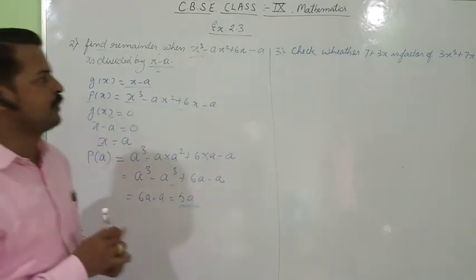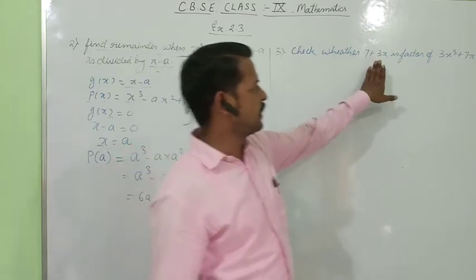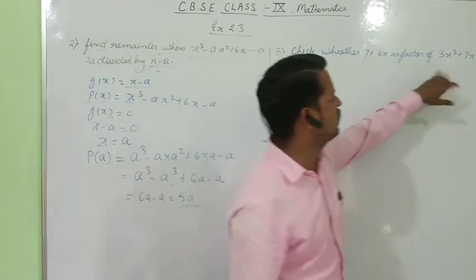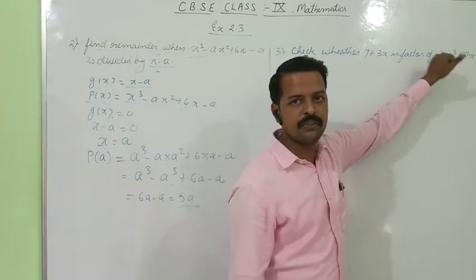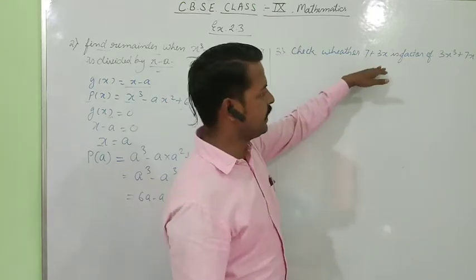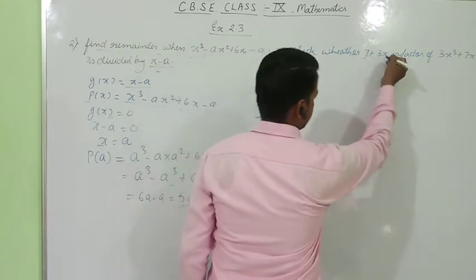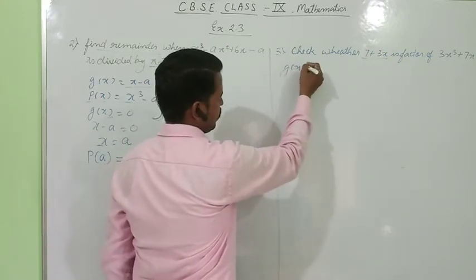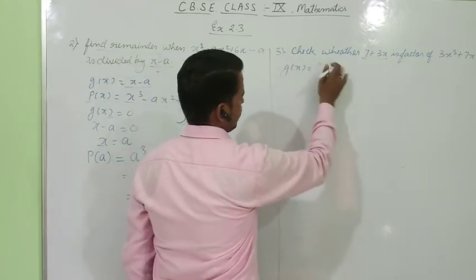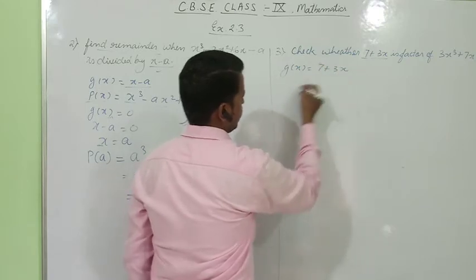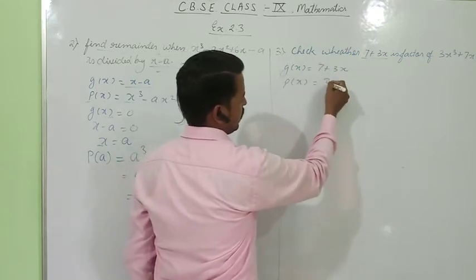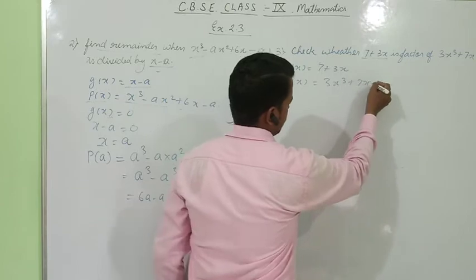In the third question, we have to check whether 7 plus 3x, this divisor, is a factor of this. So when will it be a factor? I told you, when we get the remainder as 0. So what will we do? We will take the divisor as g of x, which is 7 plus 3x, and the dividend as p of x, which is 3x cube plus 7x.